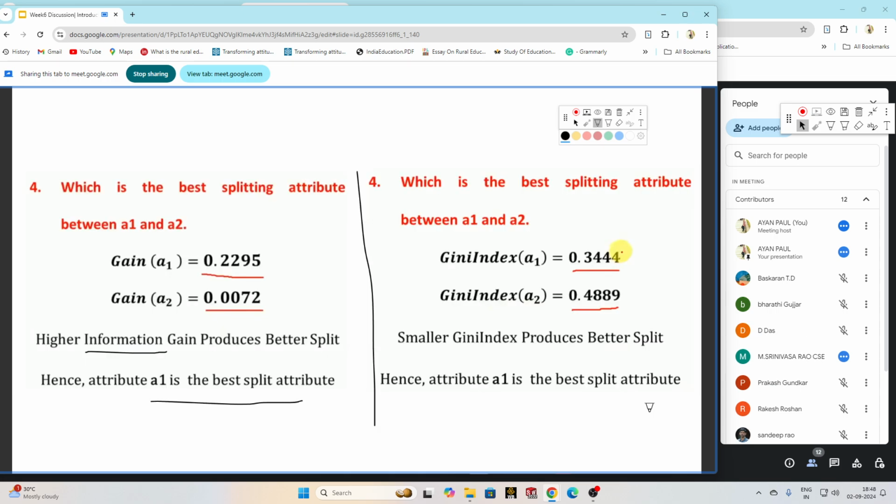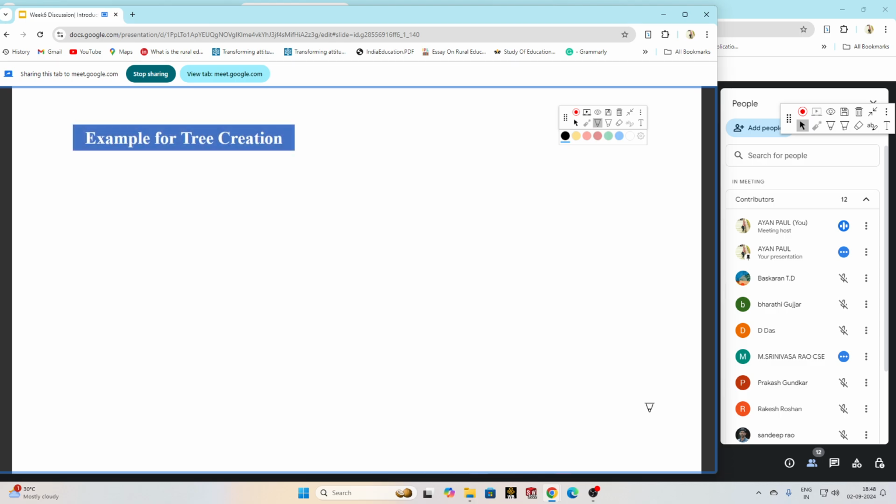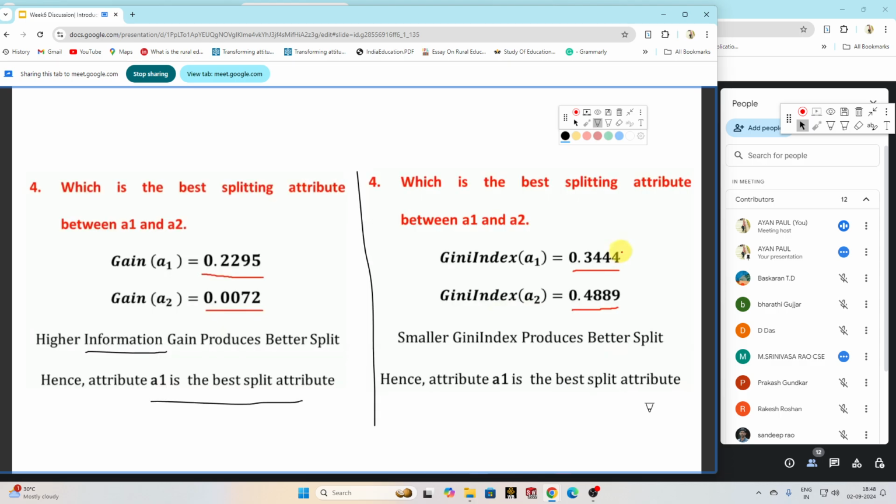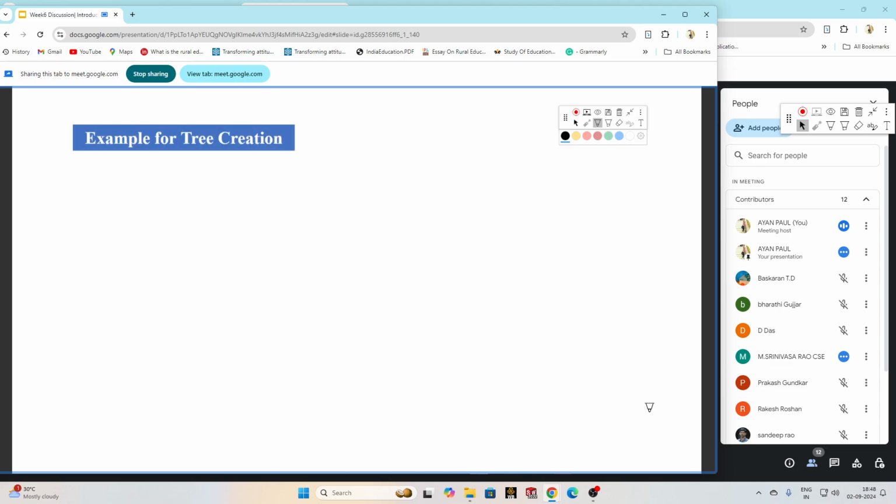Now we will see the same thing. In the earlier example we saw how to compute the entropy, information gain as well as Gini index. Now in this example, we will see how to use either Gini index or information gain, with any formula, to create a decision tree.